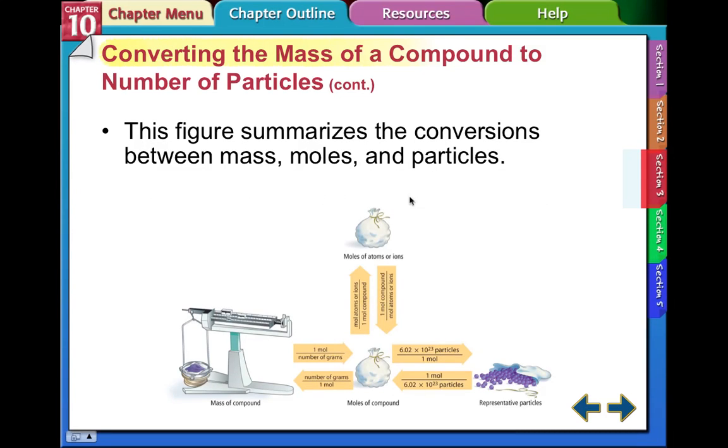Okay. This figure, you've kind of seen something similar to this before, but this is a really good one to help you know where you're starting from and where you're going. So if you're given moles of compound and you want mass of compound, you're going to follow this arrow, and this is the conversion factor you're going to use. If you're given mass of compound and you want moles of compound, this is the conversion factor you're going to use. So look at what you're given in the problem and what they want you to find, and that'll help you with the conversion factors.